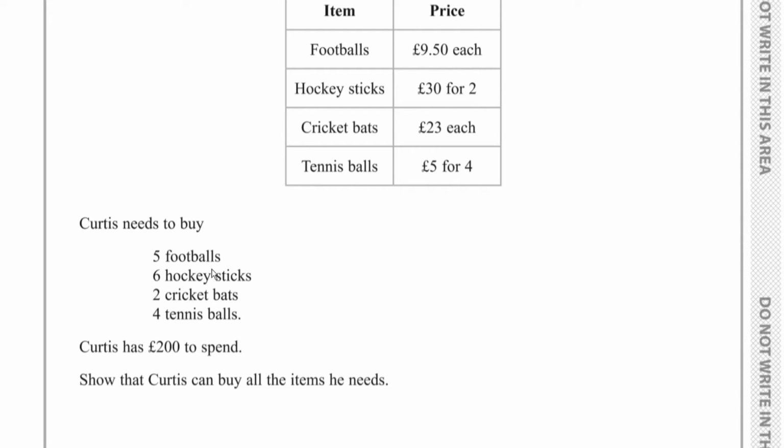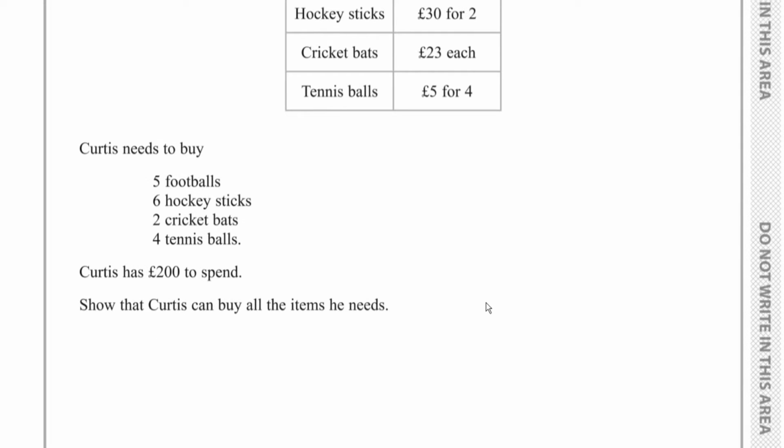So we require 5 footballs, which are £9.50 each. So there we have £9.50 multiplied by 5. And we add on to this the cost for hockey sticks. So if it's £30 for 2, we have 6 hockey sticks. We have the £30 multiplied by 3. And that's because 2 plus 2 plus 2 gives 6, which is why we have to multiply by 3.